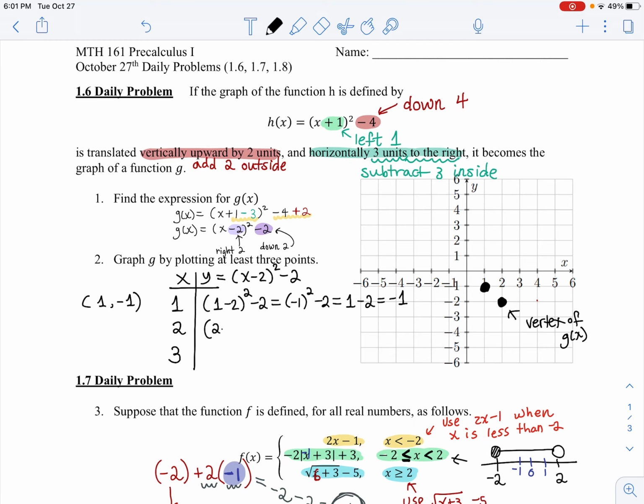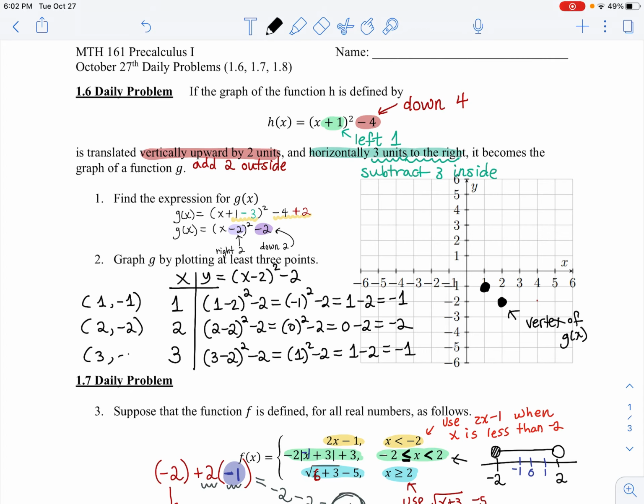If I plug in 2, (2 minus 2) squared minus 2 is equal to 0 squared minus 2. That's 0 minus 2, which is negative 2. So we should have a point at 2, negative 2, and we do have that. That's good. Next one, if I plug in 3 into the equation, that's going to be 1 squared minus 2, which is 1 minus 2, and that is negative 1. And did you notice that this is on the same horizontal line as that point on the left?